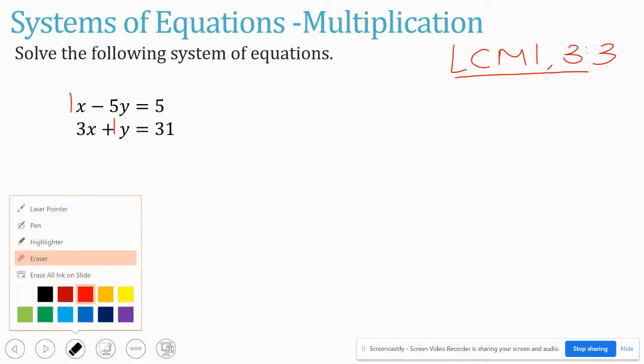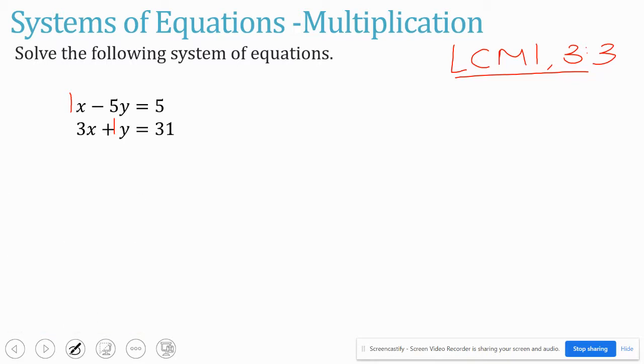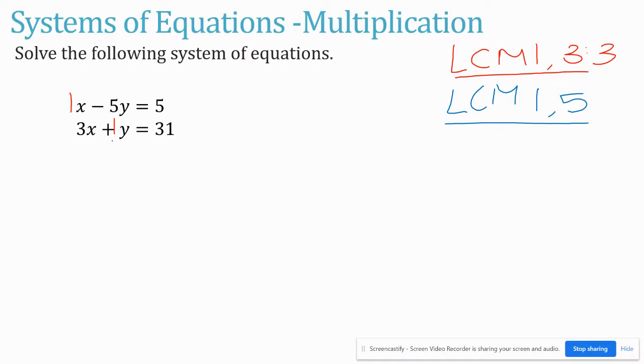And then let's look at the y values here. So the LCM of 1 and 5. So notice I'm just taking these numbers in front. I'm not paying attention to the signs, just the coefficients. If you list out your multiplication tables, the LCM of 1 and 5 is 5.